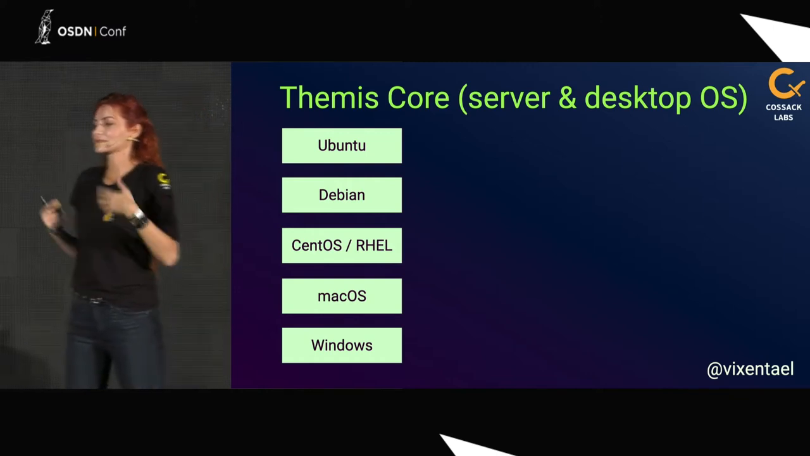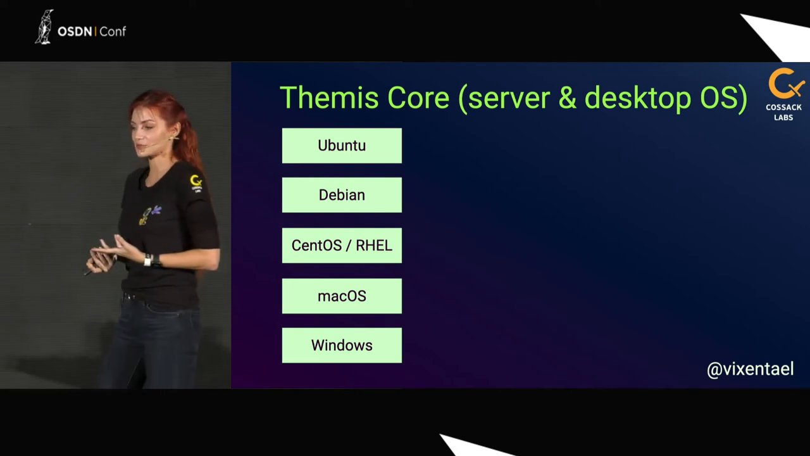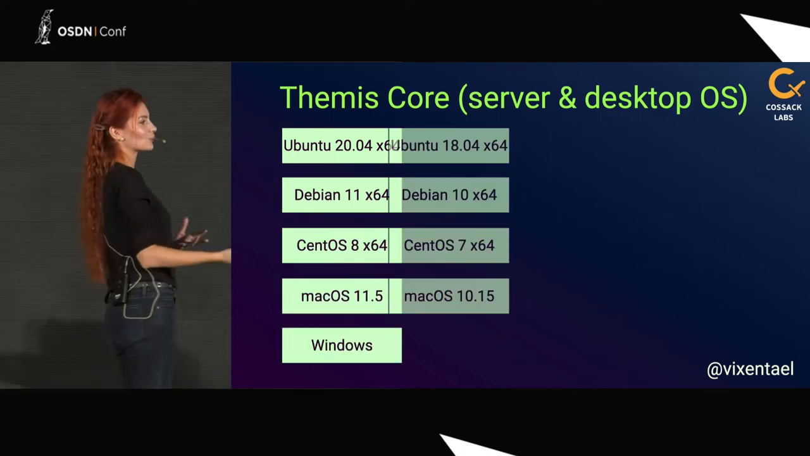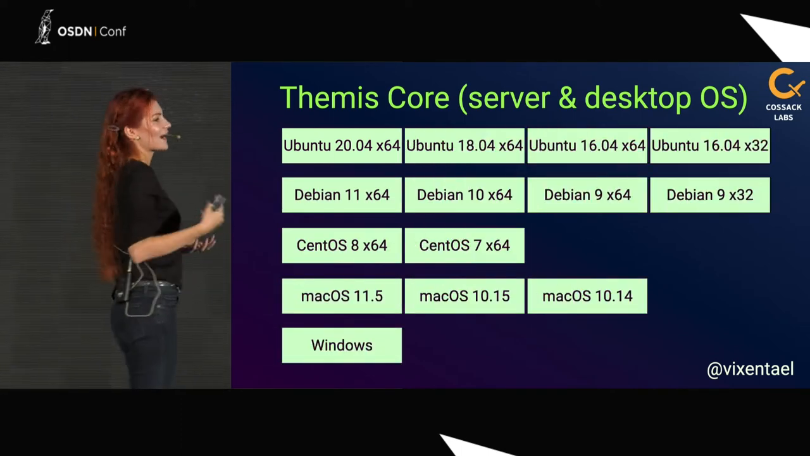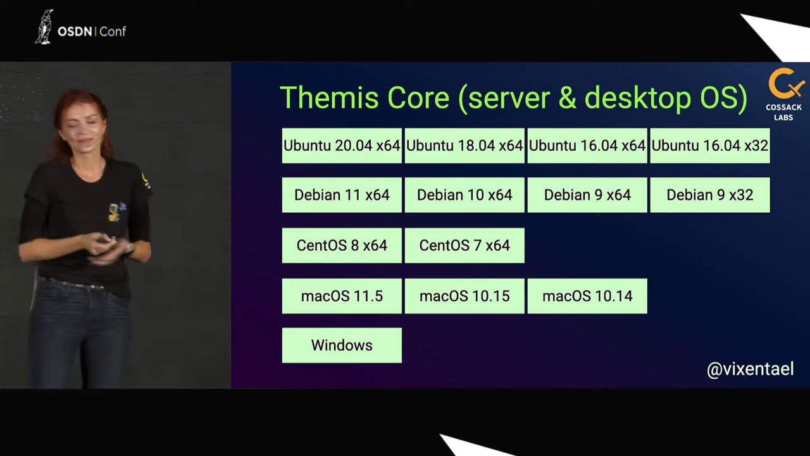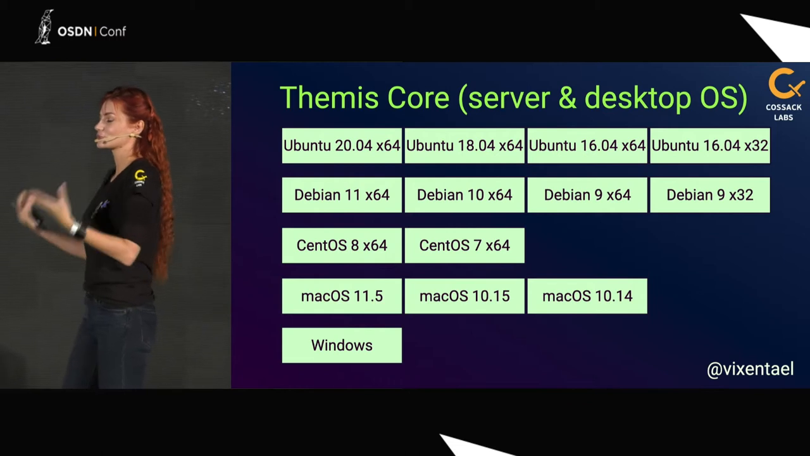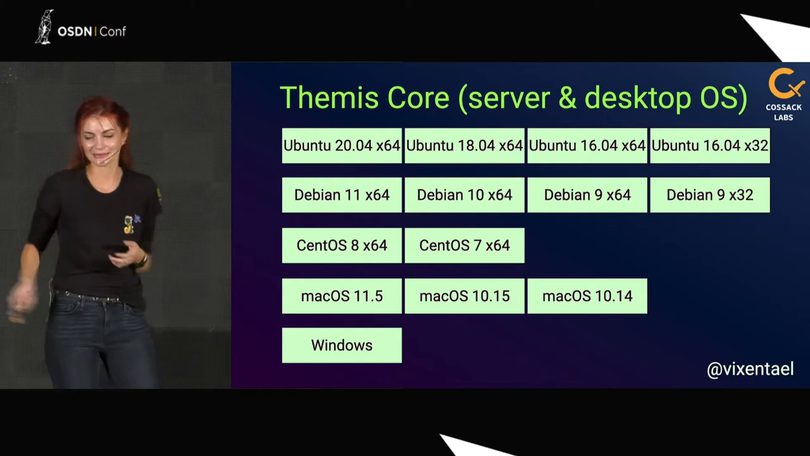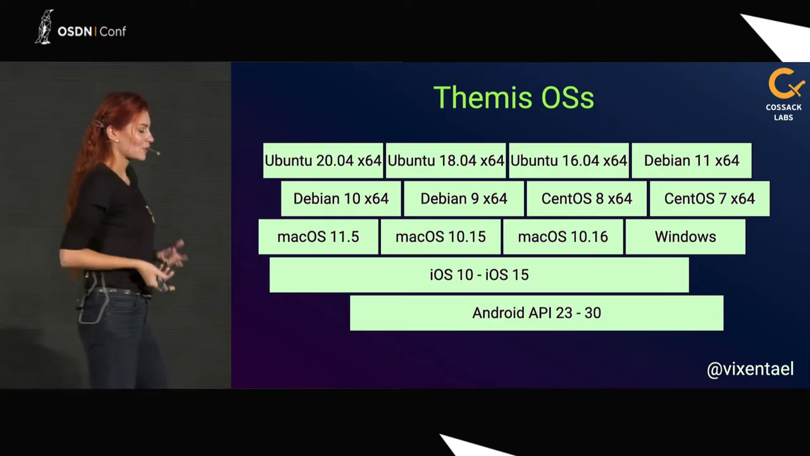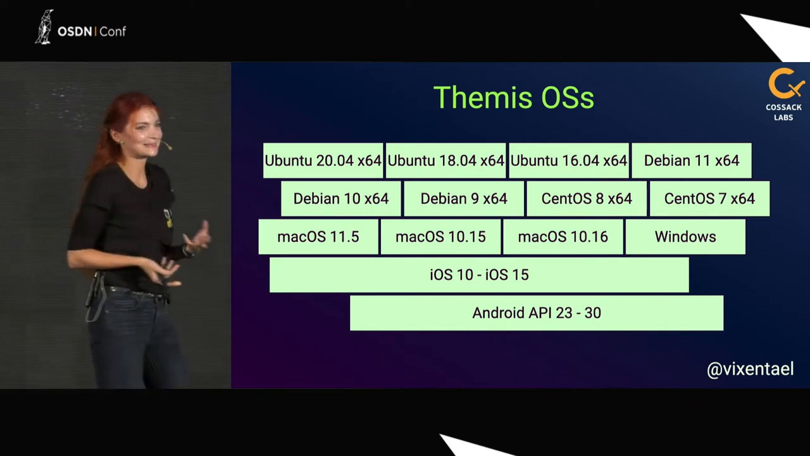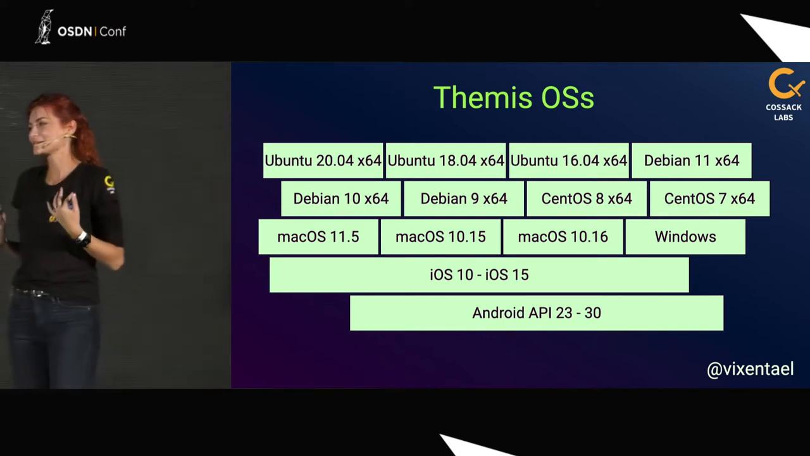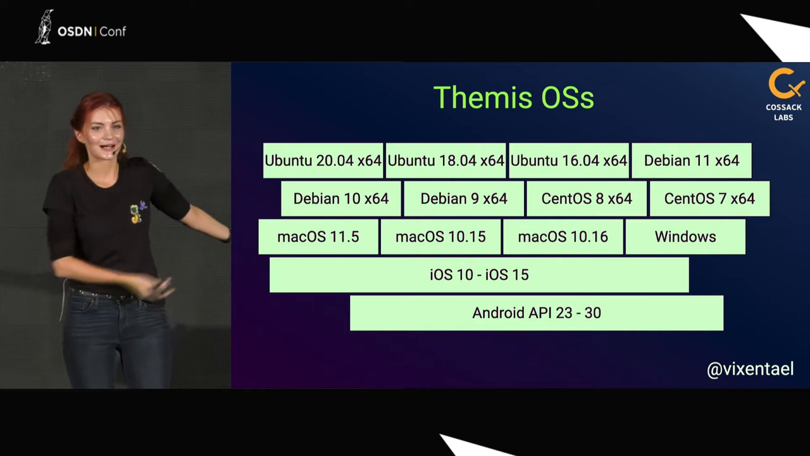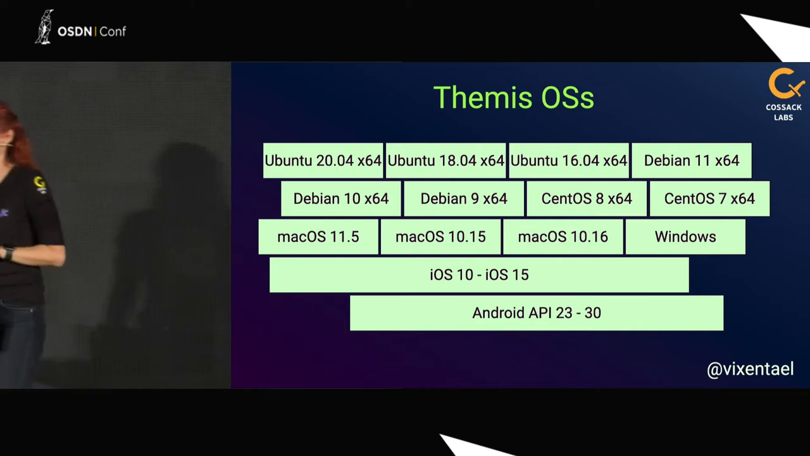So Themis supports several operating systems. But of course, you know that an operating system is not only its name. They have versions, they have bits. And for users to be able to install the library on their favorite operating system, we need to build a package for this system. And of course, when we go deeper, we don't forget about mobile systems. We have really a lot of them. As a user, I should be able to install Themis on a system I like. Otherwise, I will go and say, I don't like this library.